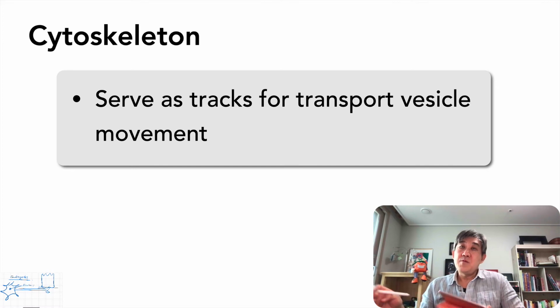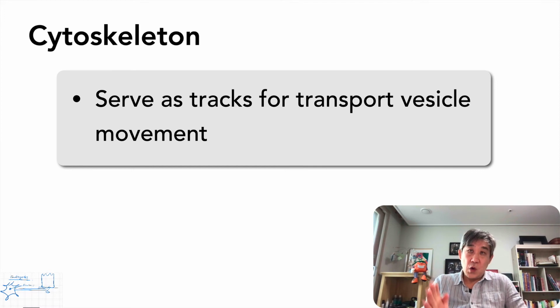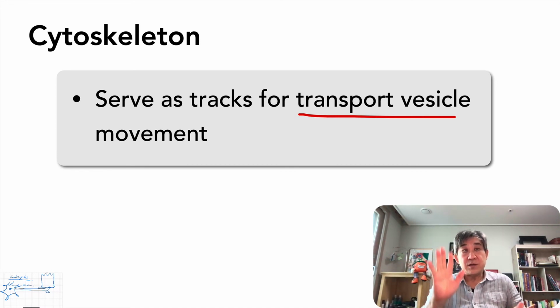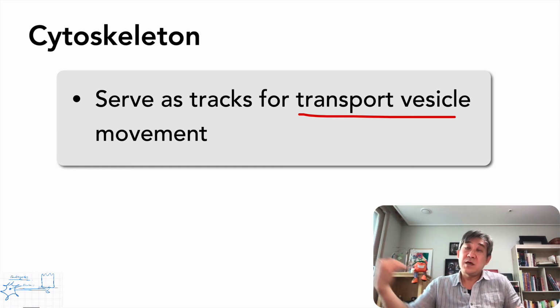And also, a more important thing probably, is that it provides the road tracks, railroad tracks, or maybe you can compare it to a highway for all the movement of transport vesicles. Where did you see these transport vesicles? They are the ones actually carrying out the cargo movement in the case of exocytosis, and similar vesicles are involved in the opposite movement, from external to inside, the endocytosis.